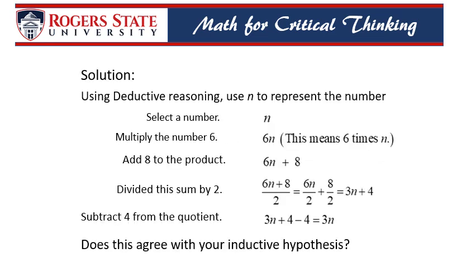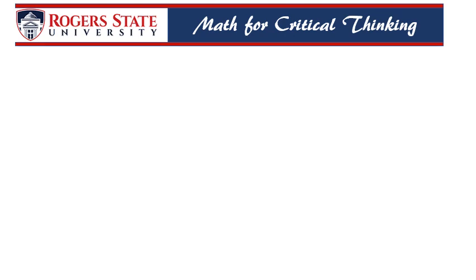Okay, so it's going to be take the number, multiply it by 6, that's 6 times the number, add 8 to it, that's 6 times the number plus 8. Now divide that by 2, that's 6 times the number plus 8, divided by 2, and we can simplify it down to 3n plus 4. You guys know that one. Now subtract 4 from the quotient. So let's see, 3n plus 4 minus 4 equals 3n. Do you agree with this inductive hypothesis? Did this do what we predicted? Well, if you go back and look at it, yeah, that's exactly what it was doing.